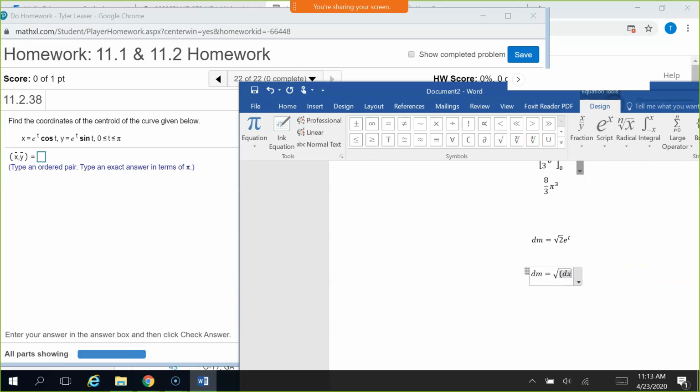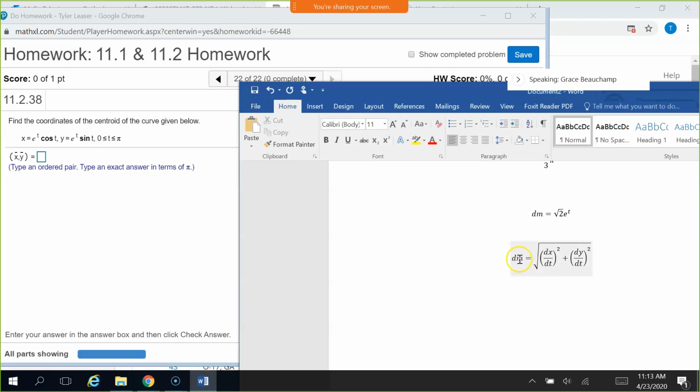That square root is the formula we've seen before when we were doing arc length. Yeah, the arc length formula. This represents the tiny little bit of mass for these little sections of arc length that we're getting with this square root formula. Plug your parameters, x and y, into this, and it looks really gross to begin with, but it simplifies down to the square root of 2 e to the t.